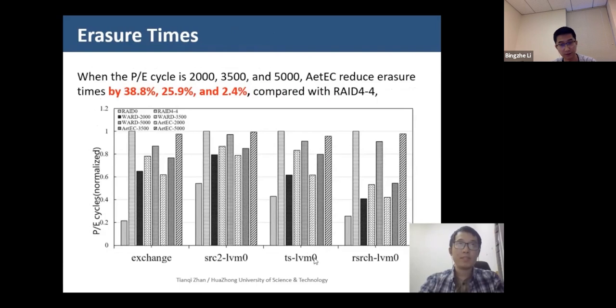When the PE cycle is 2,000, 3,500, and 5,000, AETC reduces erase time by 38.8%, 25.9%, and 2.4% compared with RAID 4.